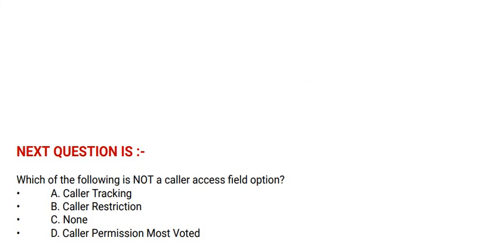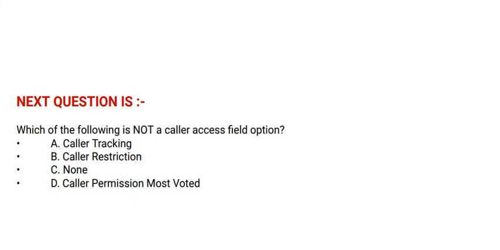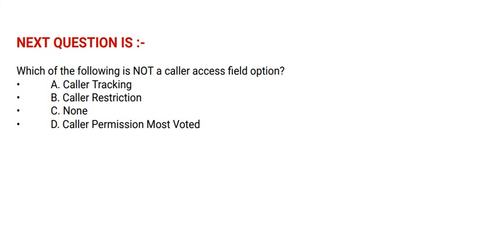Next question is, which of the following is not a caller access field option? Option A, caller tracking. Option B, caller restriction. Option C, none. And option D, caller permission. The correct answer is option D.